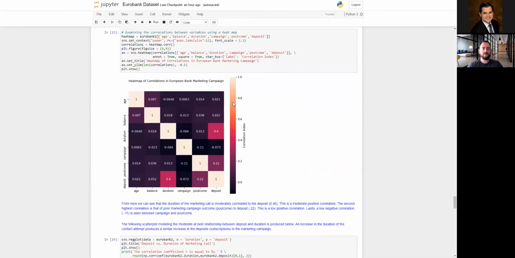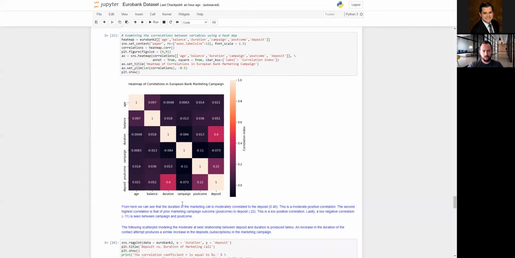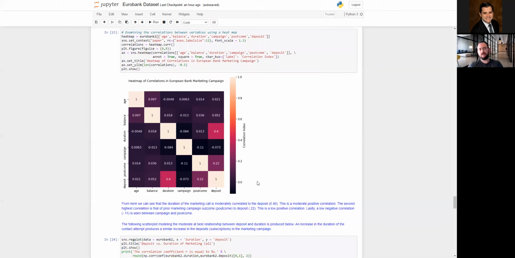So for this reason, we create a heat map. And this heat map tells us precisely that there's really only one significant relationship, and that being at 0.4 between deposit and duration. So what we can say is, moderately speaking, as duration increases, deposit increases as well, but that only really explains, at a correlation coefficient of 0.4, if we multiply it against itself, we're looking at 0.16. So that only explains about 16% of the variability in the data set.